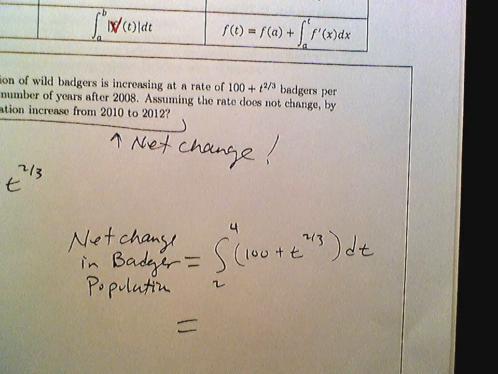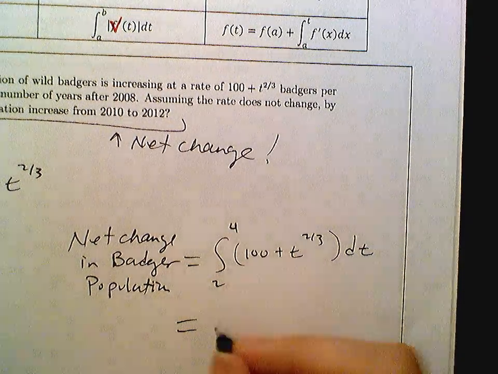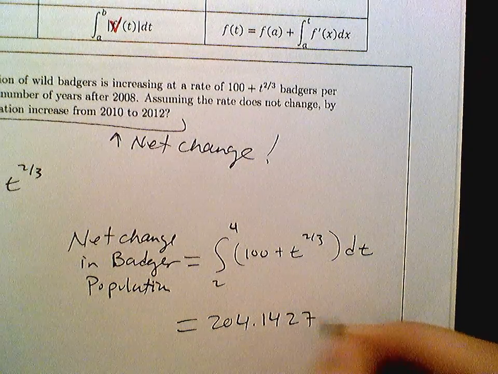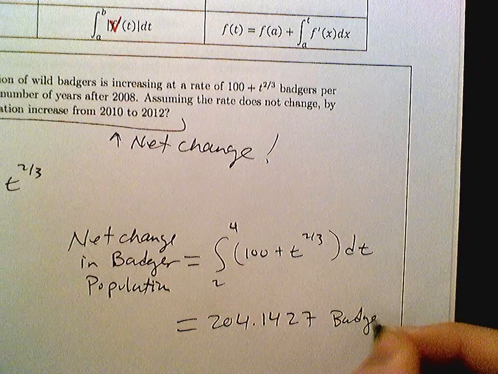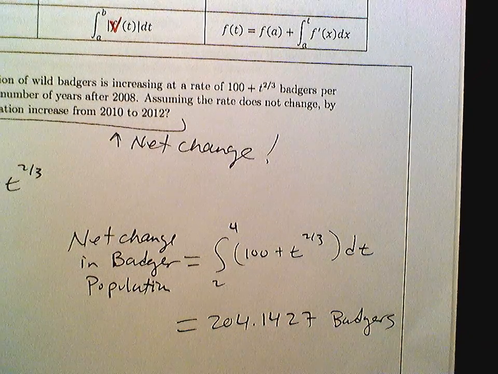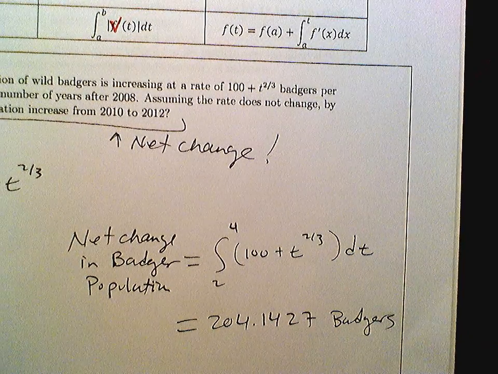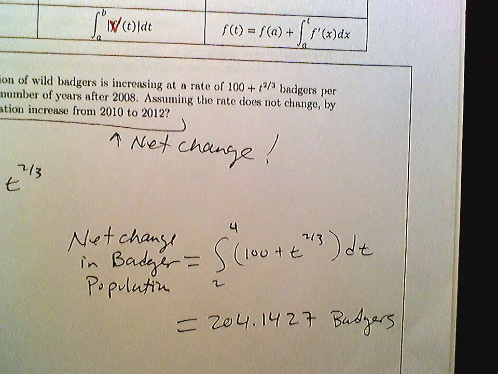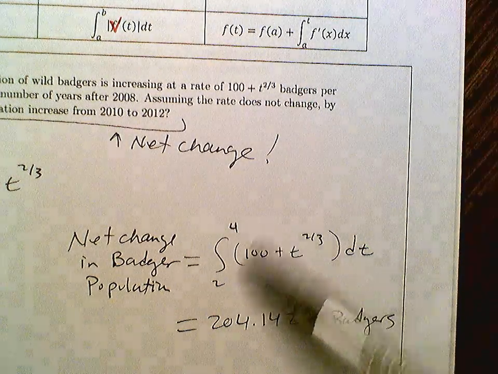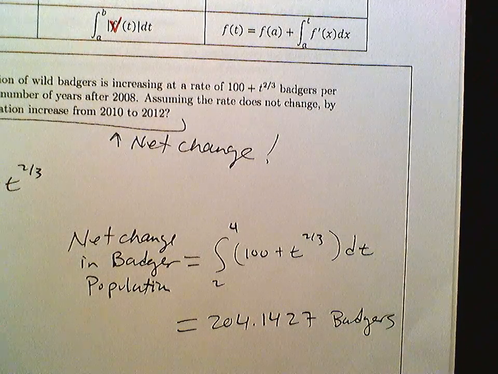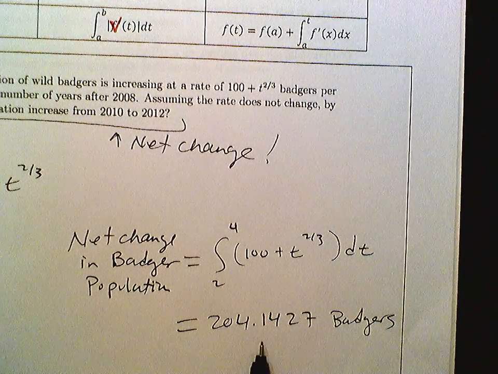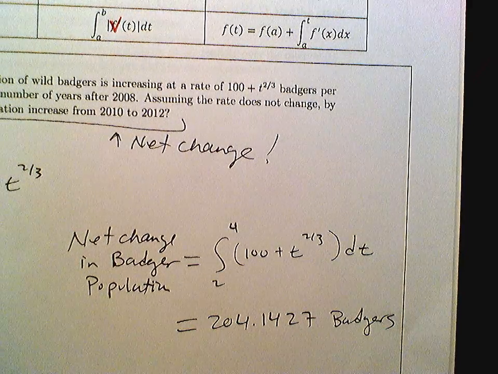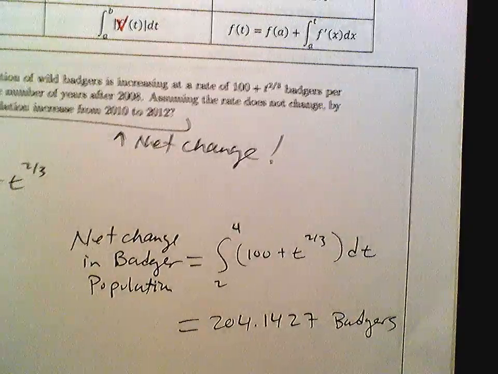I already did it, so I'll tell you the answer to save us time. You should get 204.1427 badgers. So the net change, maybe some badgers died, maybe some badgers were born, but all in all, the net change over this interval of time was this many badgers. There are this many more badgers at the end of that time interval than there were at the beginning of it. Okay, so there's that.